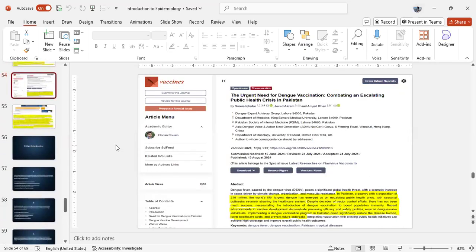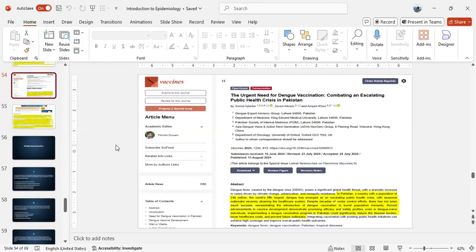The urgent need for dengue vaccination: combating an escalating public health crisis in Pakistan. In Pakistan, a country with a population of 240 million, the world's fifth largest, dengue has emerged as an escalating public health crisis with seasonal outbreaks severely straining the healthcare system.